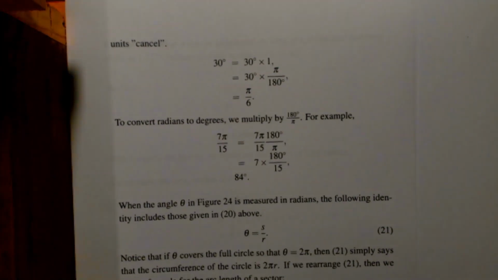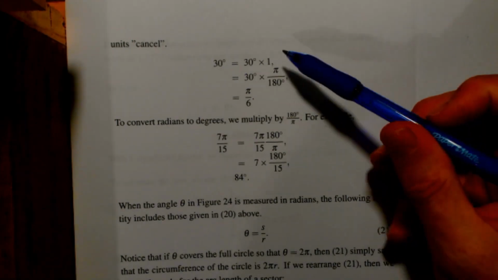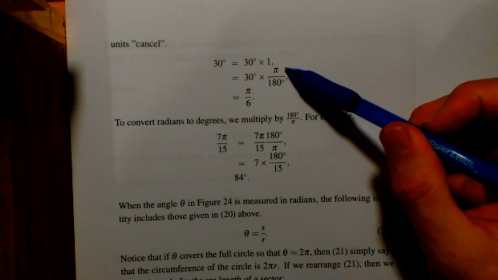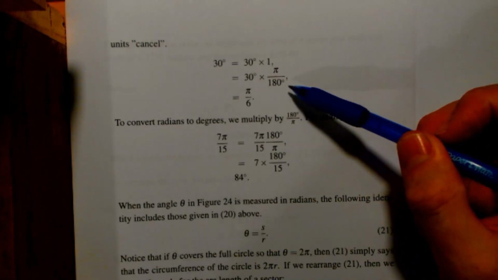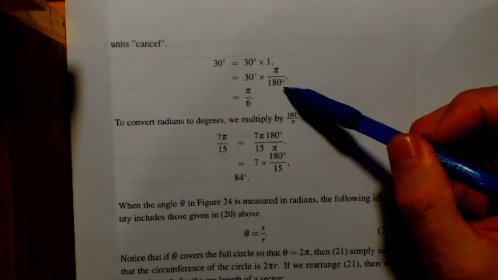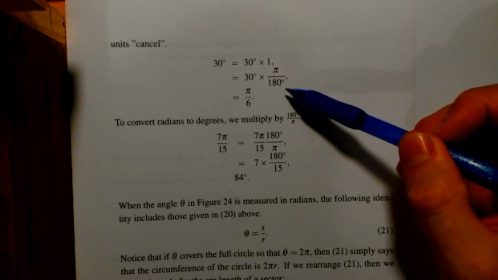Okay, but here is the way the calculation works. 30 degrees is 30 degrees times 1, which is 30 degrees times pi radians over 180 degrees. And so 30 over 180 is 3 over 18, which is 1 over 6, because 18 is 3 times 6. Now to convert radians to degrees, we would multiply by 180 degrees over pi radians.